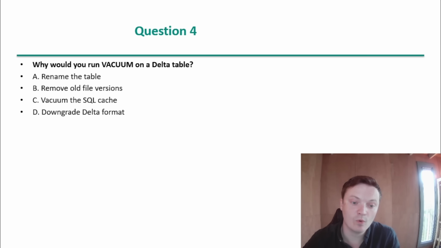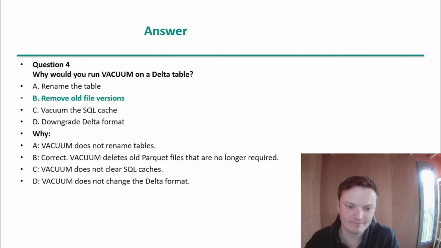Question 4. Why would you run a vacuum command on a Delta table? A. To rename the table. B. To remove old file versions. C. To vacuum the SQL cache. Or D. To downgrade the Delta format. And the correct answer is B. Vacuum deletes old Parquet files that are no longer required.